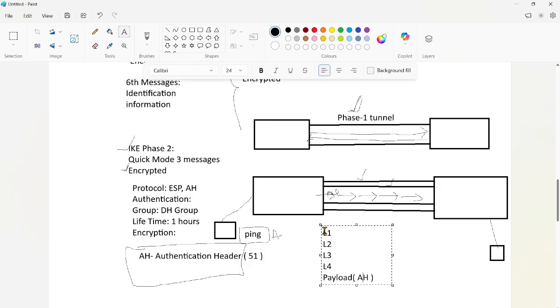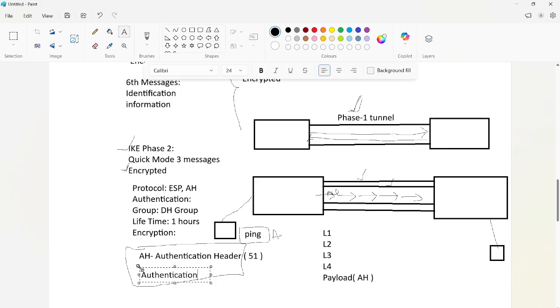This L1, L2, L3, L4 will help you build a tunnel, and this payload will carry your actual traffic, whatever information we are sending from your Hyderabad user to Kurnool user. This AH will carry your payload. If it is an ICMP packet, the ICMP will be inside the AH packet or AH payload.